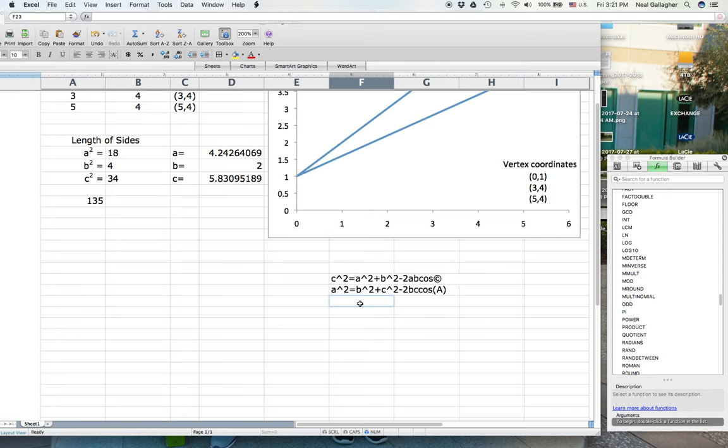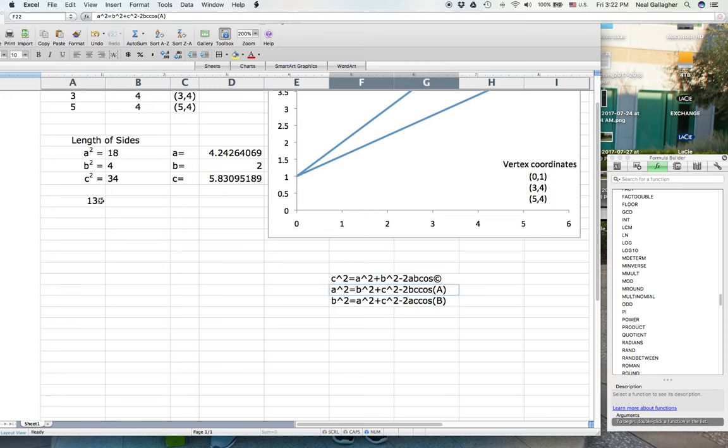B squared equals A squared plus C squared minus 2AC cosine B. There, so I have the three versions. Let me just fix this one. I want this to be cosine C. It keeps going to that for some strange reason.